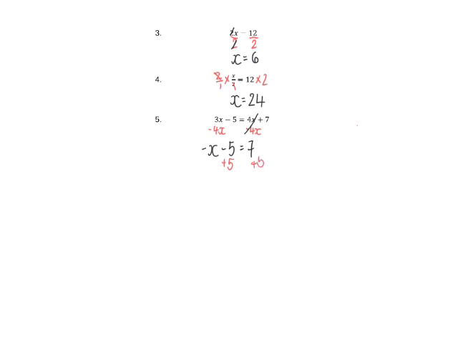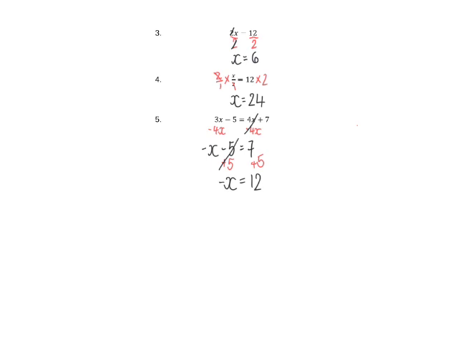So we also add 5 to the right hand side. On the left hand side, negative 5 plus 5 is 0 if we simplify there. And then negative x is equal to 7 plus 5, which is 12. And now it's negative x and not just x.